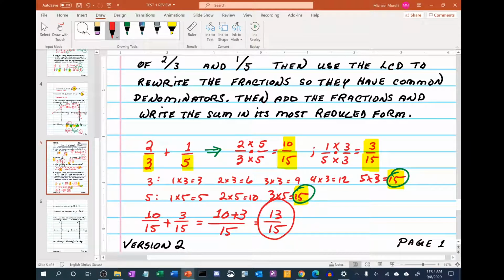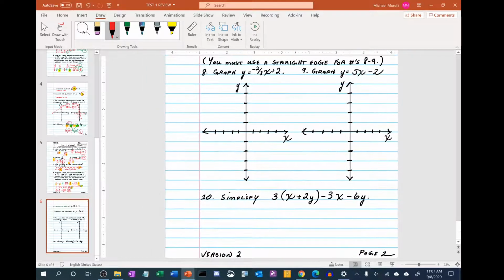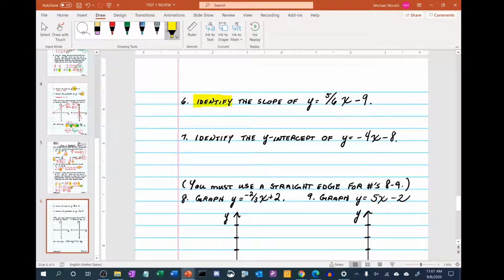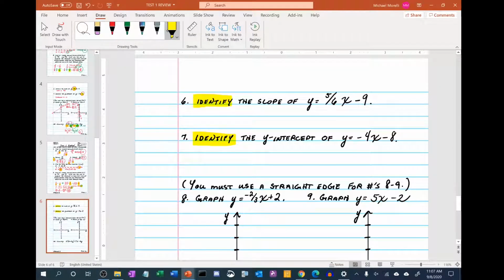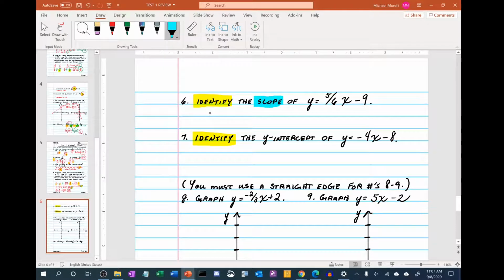Now the back page goes faster than the front page, because numbers 6 and 7 are merely identification problems. So first we're asked to identify the slope of this equation, y equals 5/6 x minus 9. The slope is always the number sitting to the left of the x. So it's 5/6. You either got it or you didn't get it.